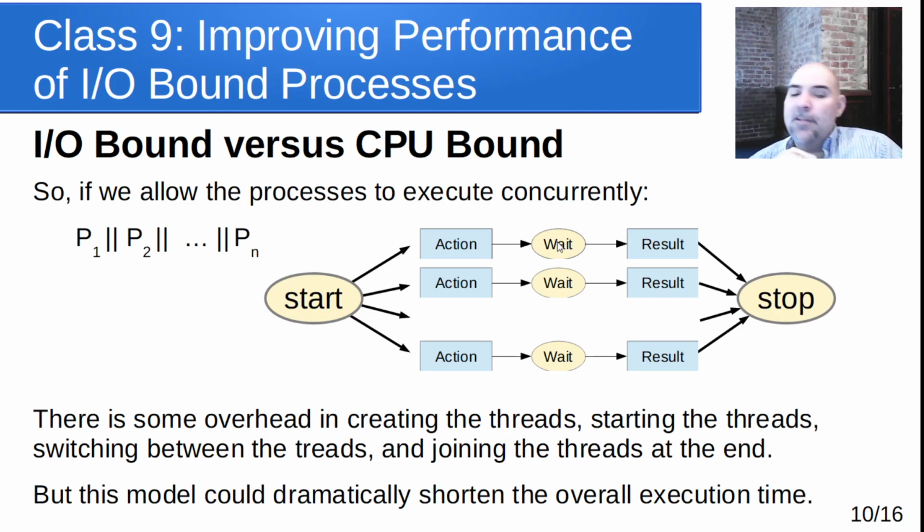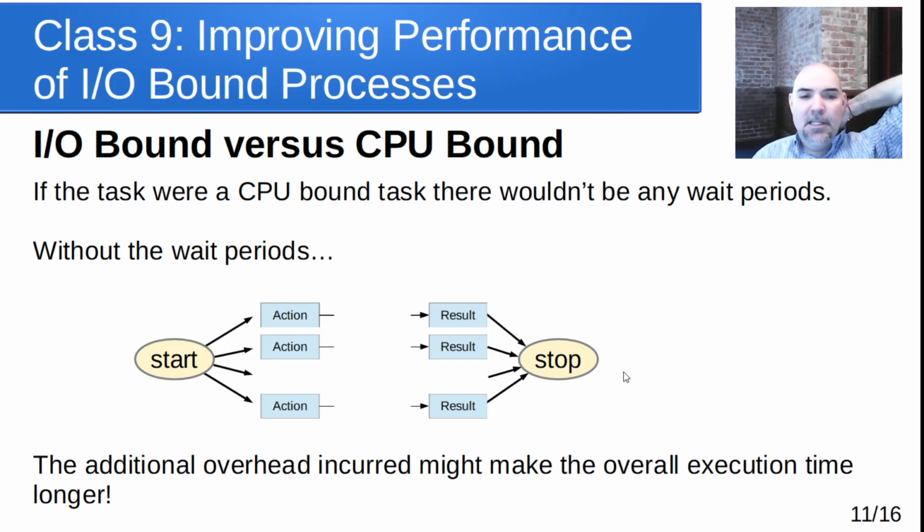The starting the threads, switching between the threads, joining them at the end to make sure everything is done when it needs to be. But overall, that model could dramatically shorten the execution time or the wait time for the entire system. And that's a reason for using concurrency.